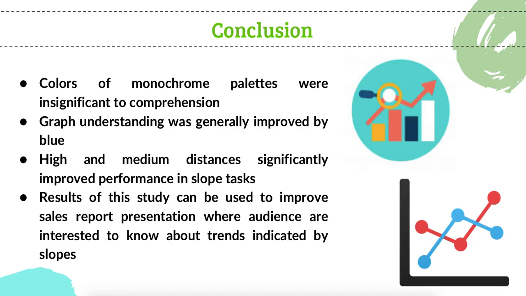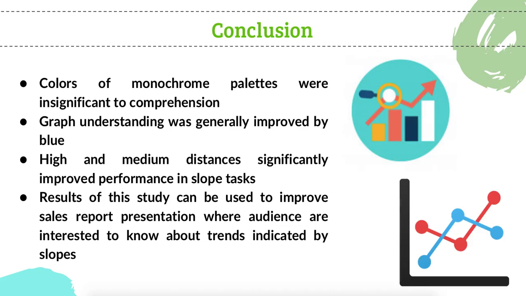Therefore, we conclude that the colors of the monochrome palettes used did not significantly influence reaction time and accuracy. The hypothesis that red can improve perception of slope was rejected. In this study, graph understanding was improved, although statistically insignificant, by blue. High and medium horizontal distance settings significantly affected performance in slope tasks, validating the hypothesis. Accuracy can best be improved by using the medium distance setting, while reaction time is best at the high distance setting.